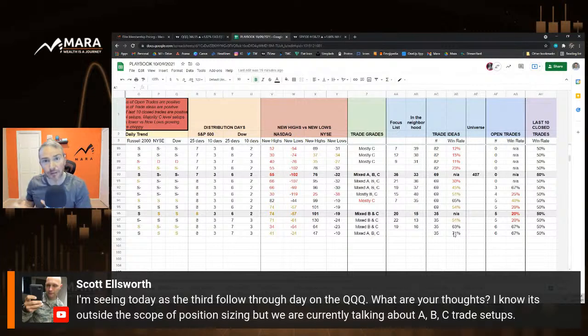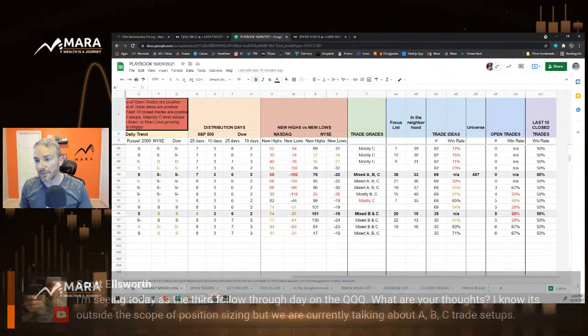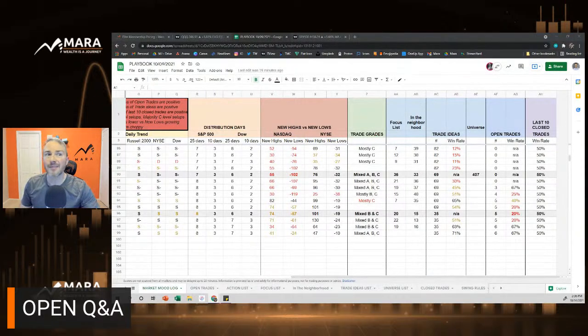So yes, follow through days are important. They're a thing, but it's one part of the thing. It's one part of the entire tapestry of the market. Take the whole thing into account and don't get caught up in the minutia of any of it. So that's about it.